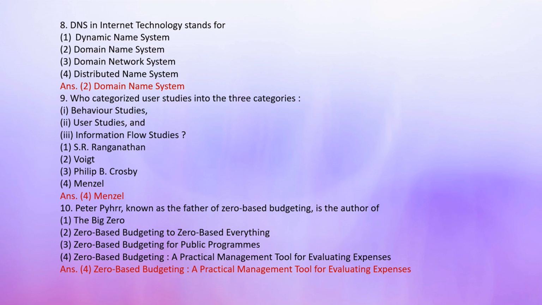Number 10. Peter Fair, known as the father of zero-based budget, is the author of Number 1. The Big Zero. Number 2. Zero-based budgeting to zero-based everything. Number 3. Zero-based budgeting for public programs. Number 4. Zero-based budgeting, a practical management tool for evaluating expenses. And correct answer is 4. Zero-based budgeting, a practical management tool for evaluating expenses.